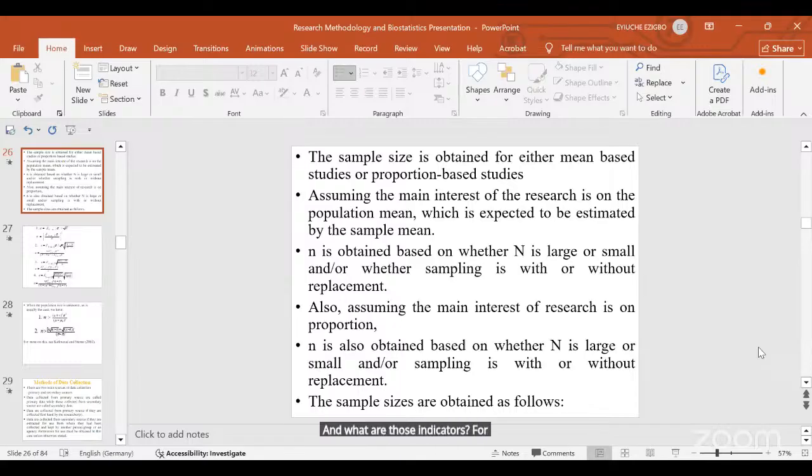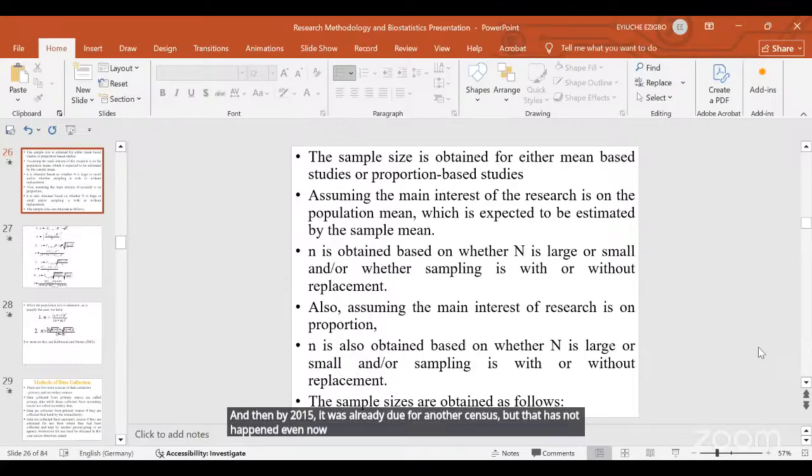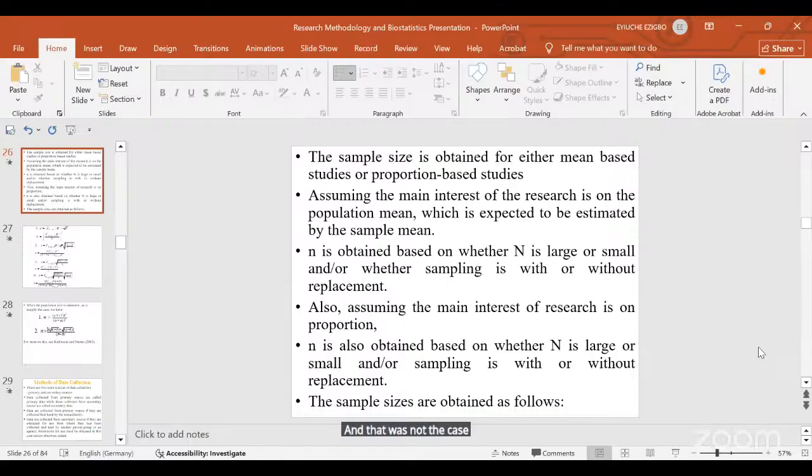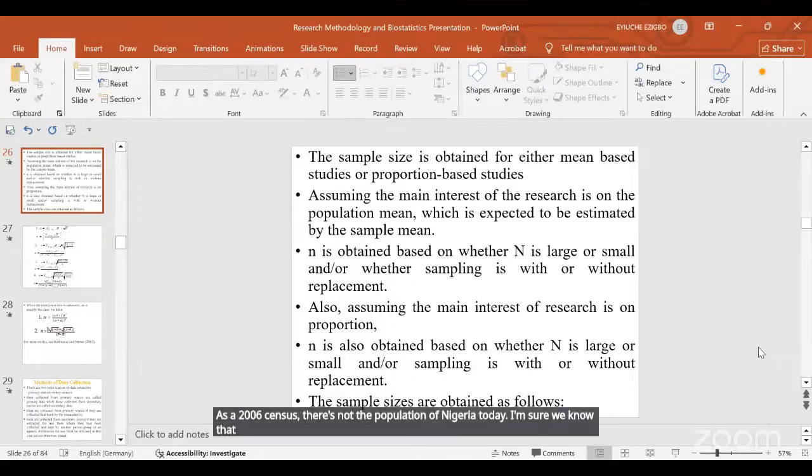For instance, something like the Nigerian Bureau of Statistics, they publish maybe a yearly population bulletin every year. And there, we know that the last time we did a census in Nigeria was when? In 2006. And by 2015, it was already due for another census, but that has not happened even until now. Whatever be the case, the population of Nigeria as at the 2006 census is not the population of Nigeria today. I'm sure we know that. They have continued to improve.